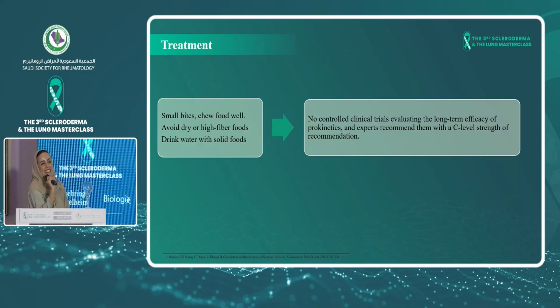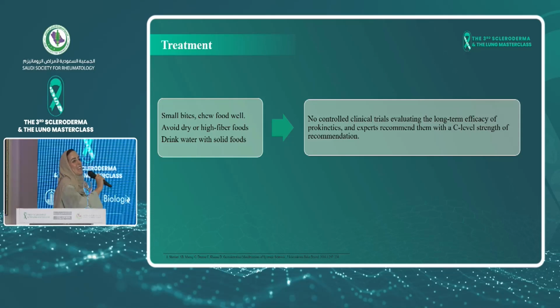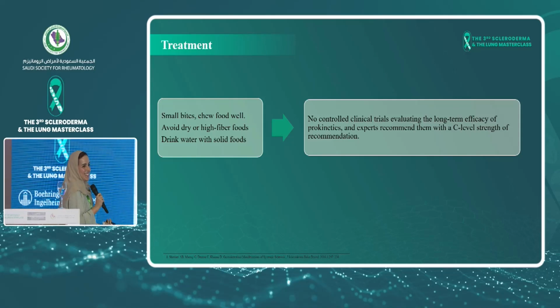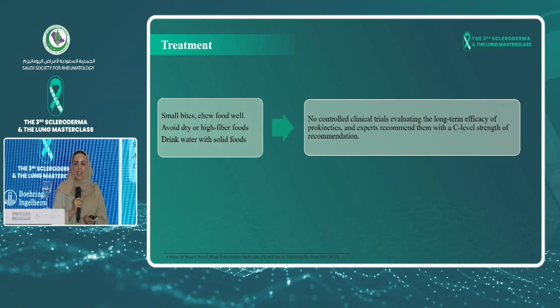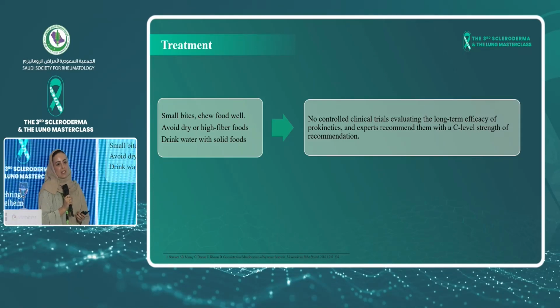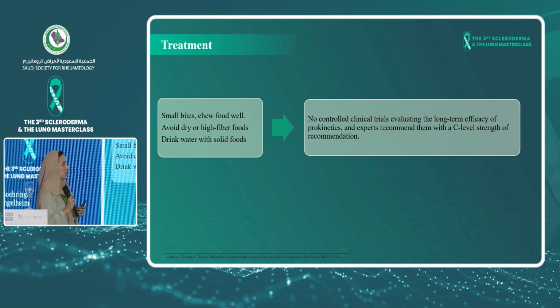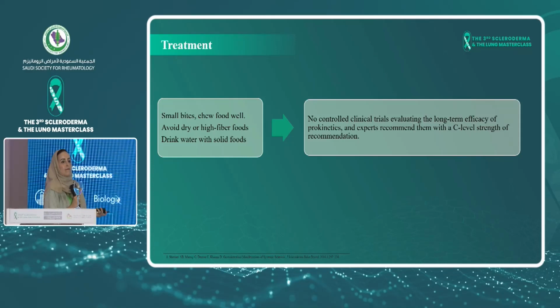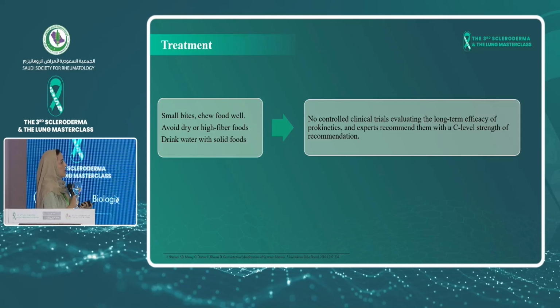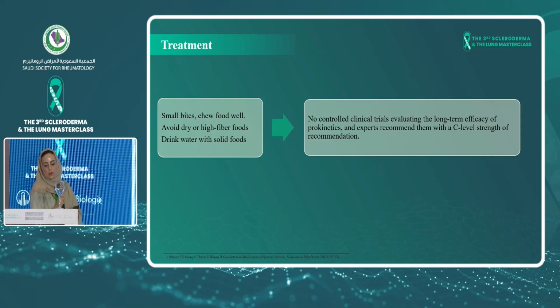So how can we treat? After all this, we know how to diagnose, but how can you treat? Unfortunately, the worst thing that you can deal with is the nervous system. There is no way to deal with the nervous system or treat the damage that happens. So prevention is key. Early diagnosis is key. But if these patients present late, you always use supportive therapy and lifestyle modification: small bites, chew food well, avoid dry or high fiber food, drink water with solid food.